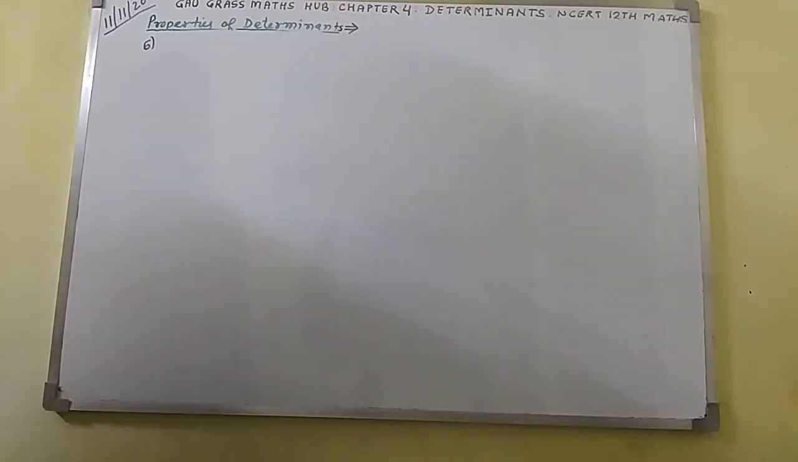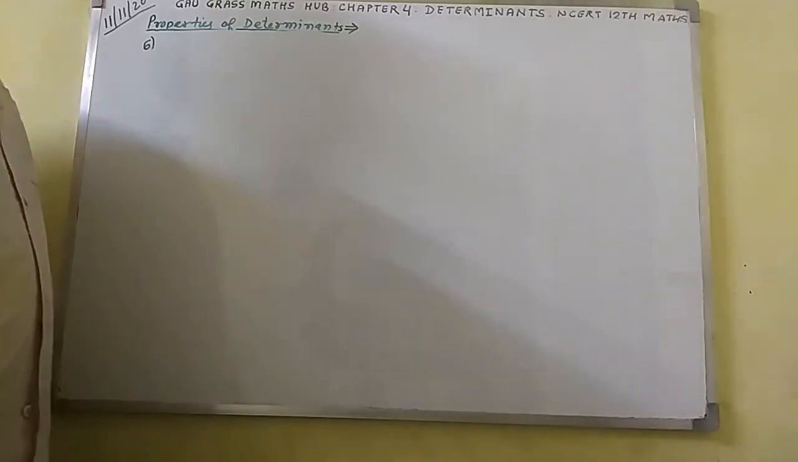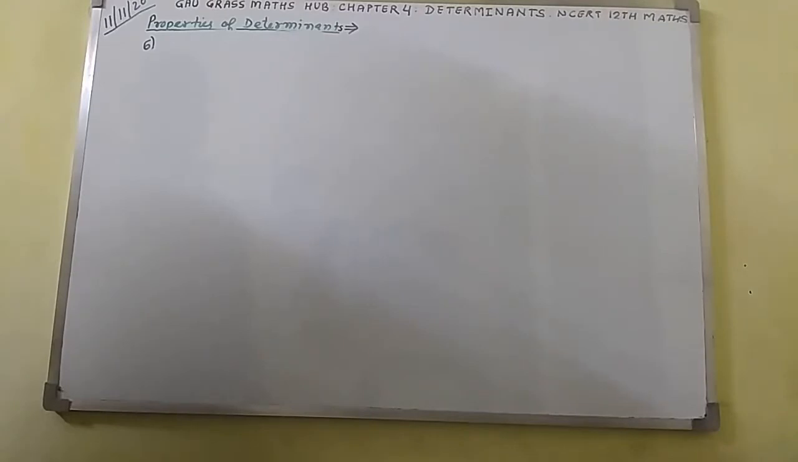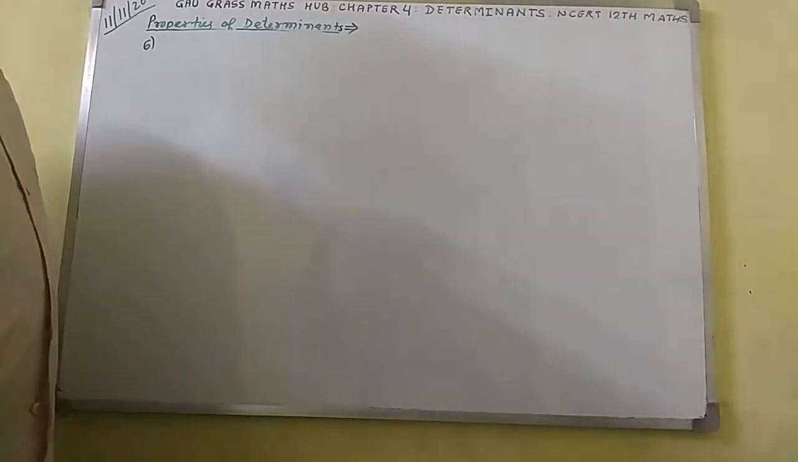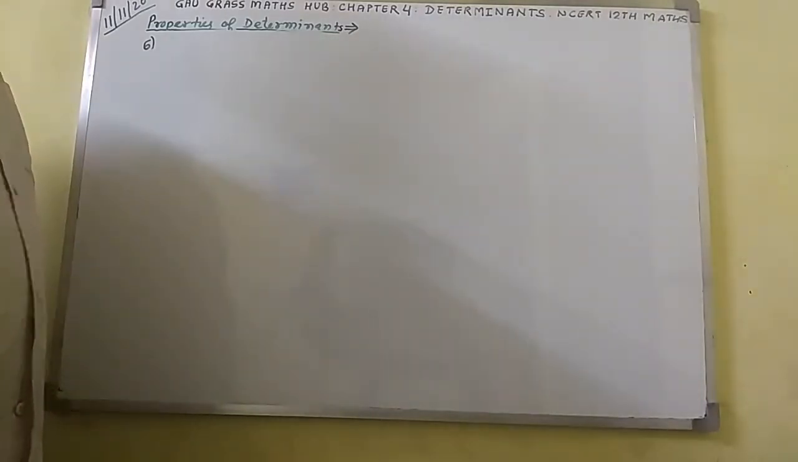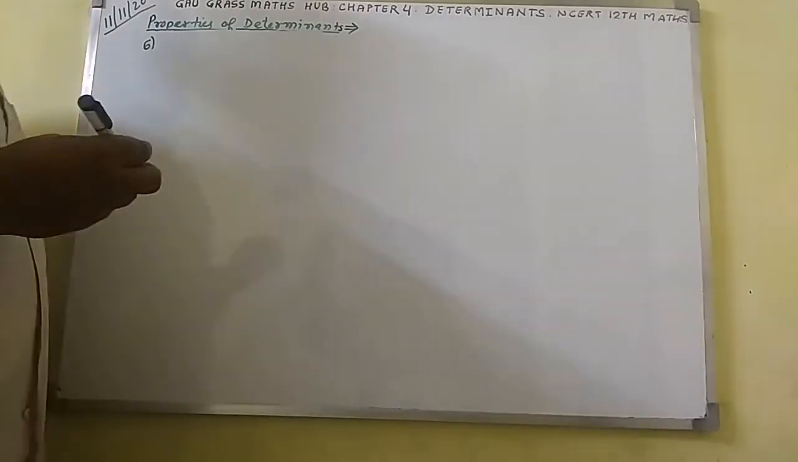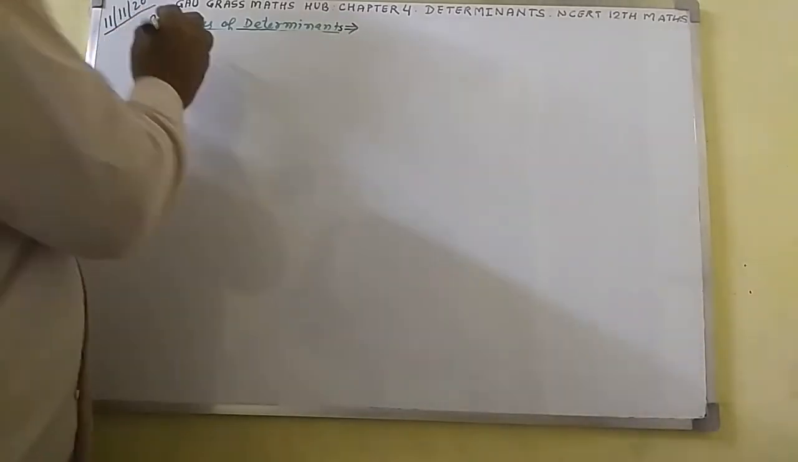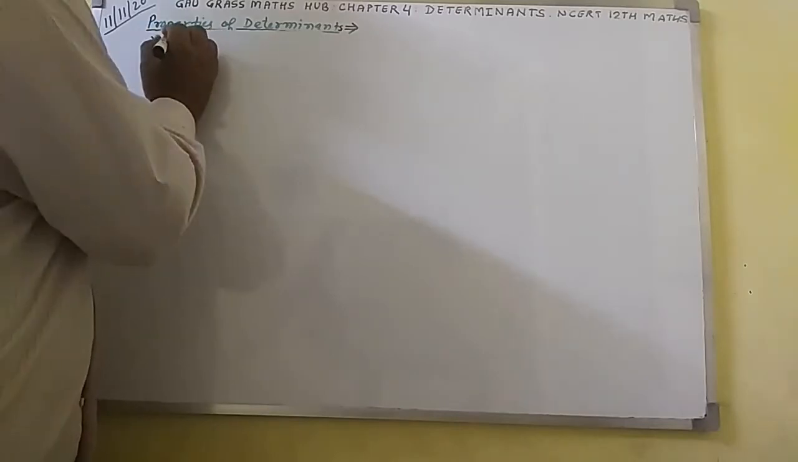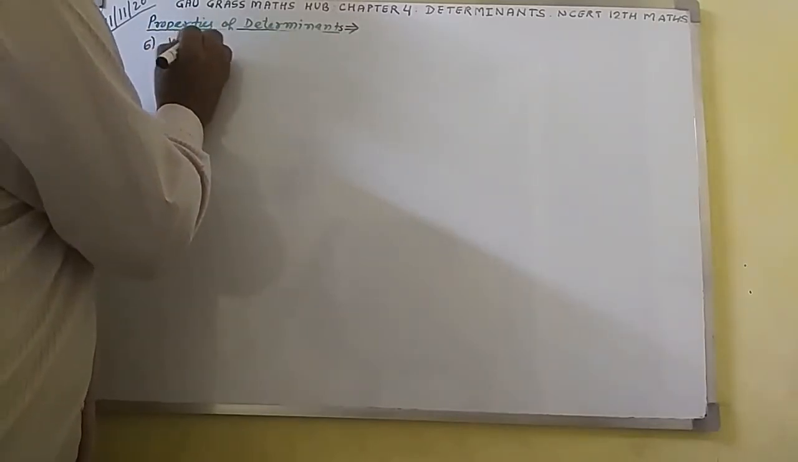I am going to discuss property number 6 of determinants, that is chapter 4, NCERT 12 mathematics. Here I have written property number 6. Here I am going to write property number 6.